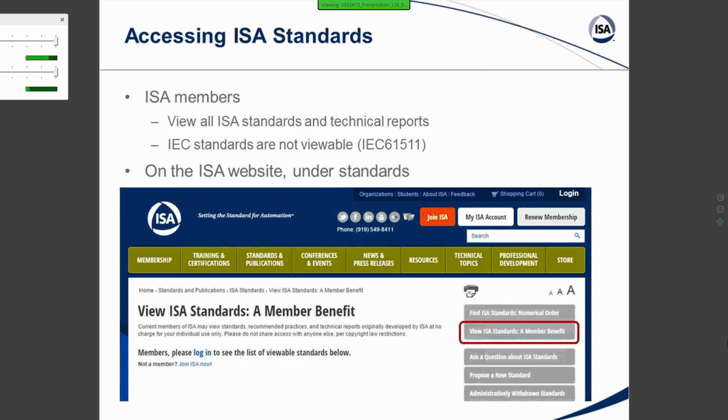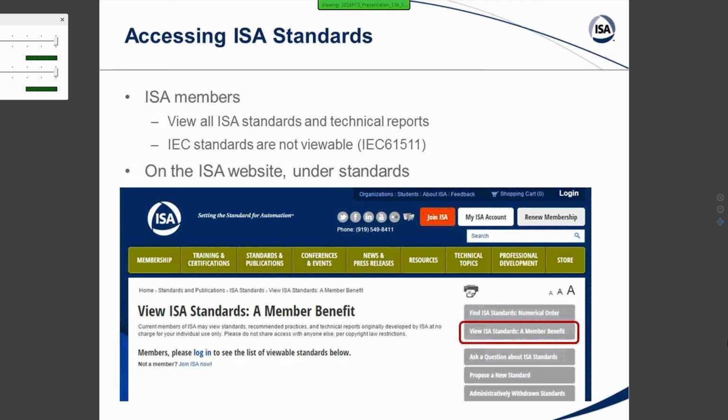On the ISA website, there's a part for standards and publications, and underneath there is the place where you can view ISA standards as a member benefit. So you can see all of the ISA standards, and there's some caveats to this, but you can see all of the ISA standards, recommended practices, and technical reports for free. You can view them. You cannot download them, but you can view them. We, for a brief period of time, made them available for download, and then they were all over the internet, and so we had to withdraw that.